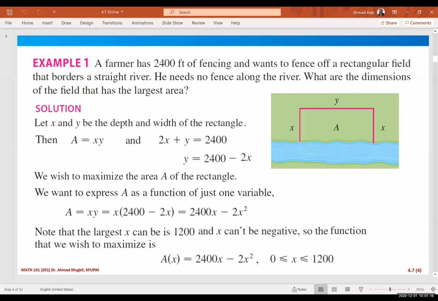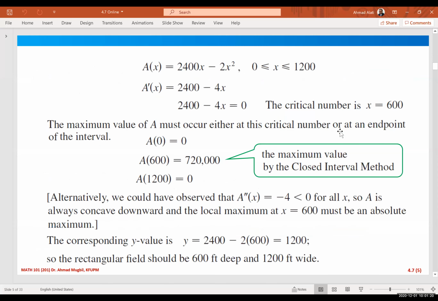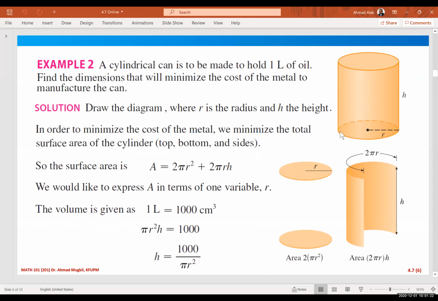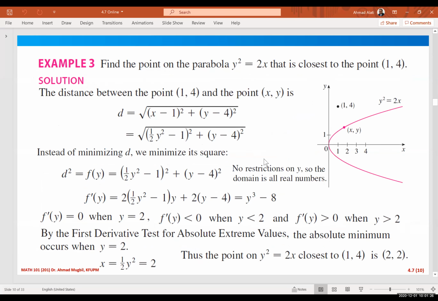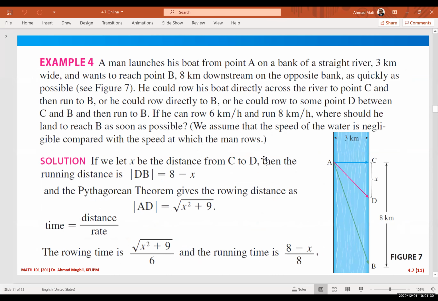We have solved example number 1 in the previous class, and also example number 2 and example number 3, if you remember. Did we solve this one? I think we did with you. So yes, today, inshallah, we will try to solve example number 4 and example number 5.